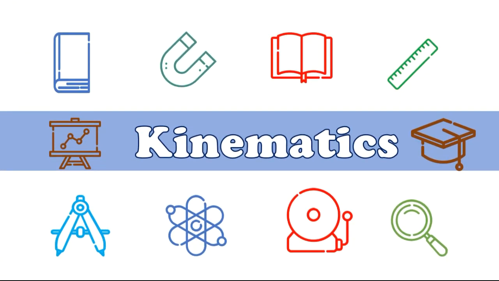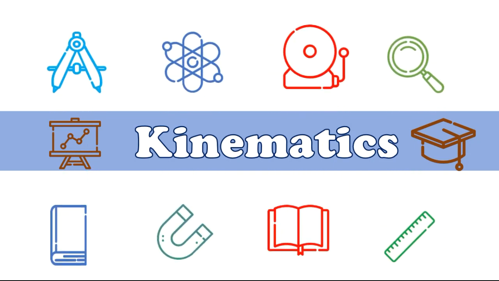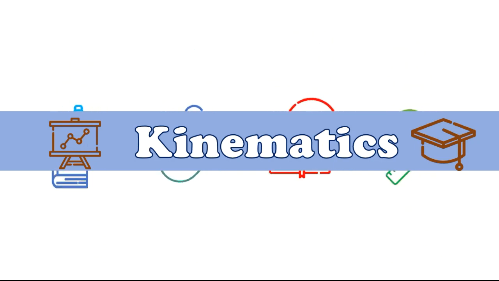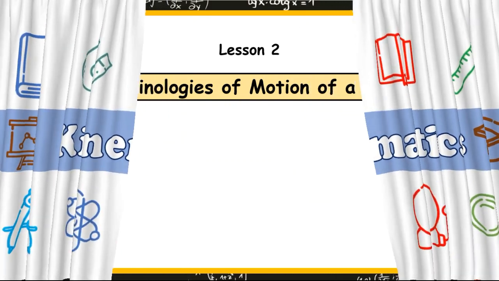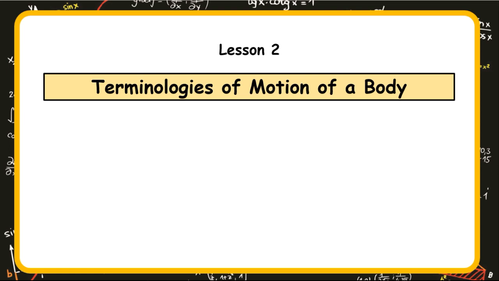Today, we are continuing the lesson we started on kinematics, and this is lesson number 2. Earlier, you got introduced to kinematics where you looked at some motion types and their examples. Today, we want to center the lesson on terminologies of motion of a body.